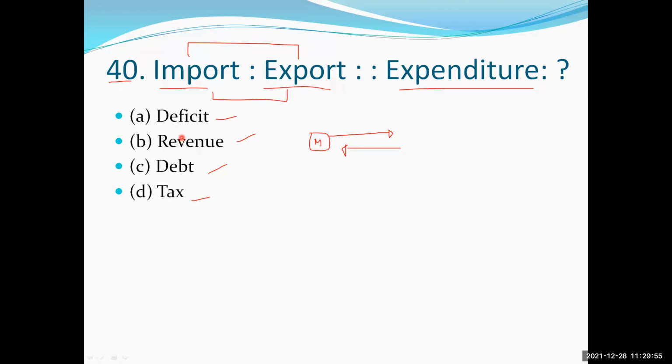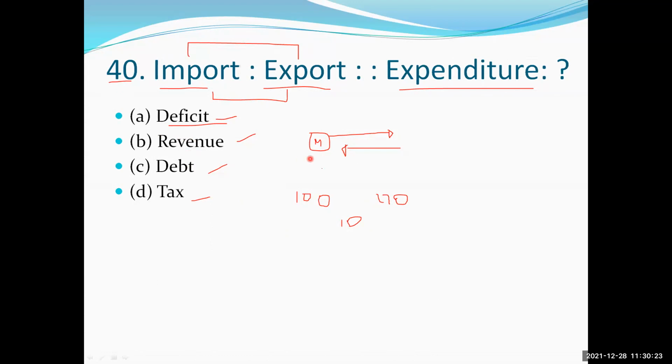First of all, option A is deficit. What is deficit here? Deficit means a kind of gap. Let's see with one example. Suppose your income is 100 rupees and you're spending 110 rupees. So there is a gap of 10 rupees. That 10 rupees is called deficit. So deficit is not the correct option here.